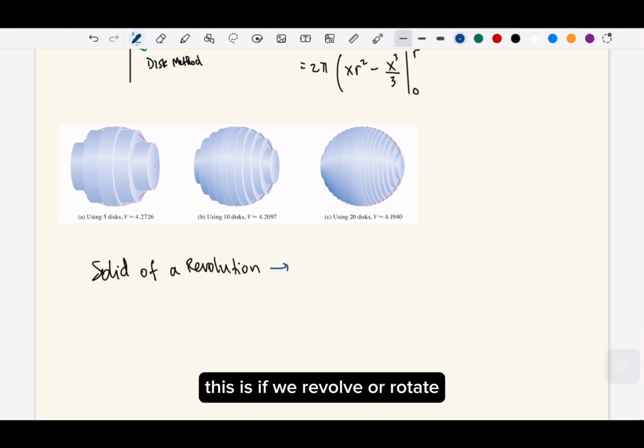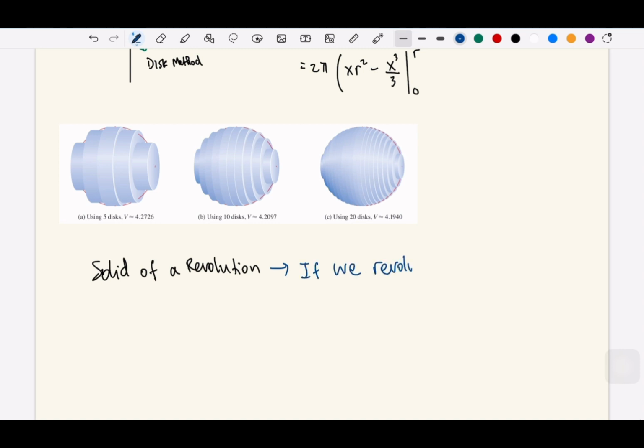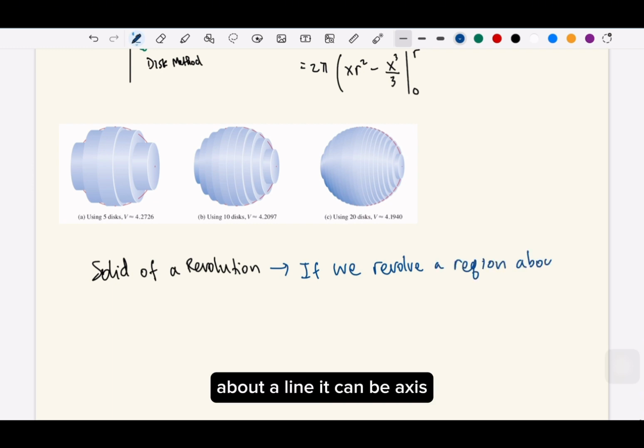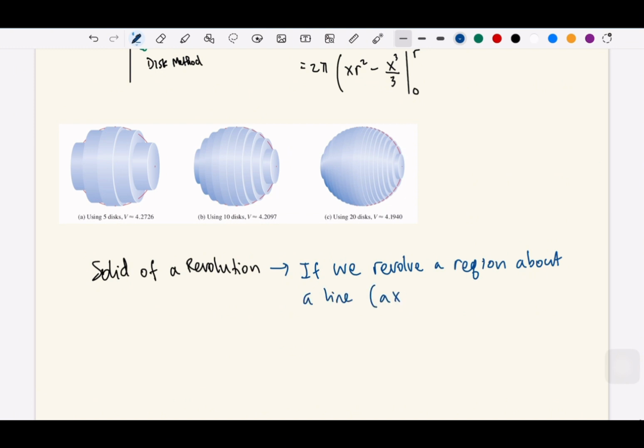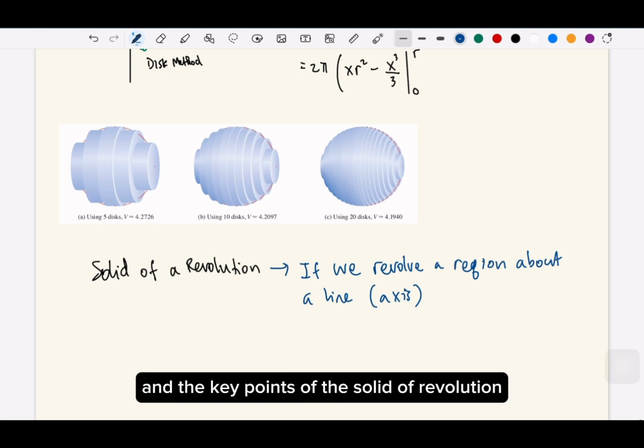This is if we revolve or rotate a region about a line. It can be an axis. And the key point of the solid of revolution is finding the area.